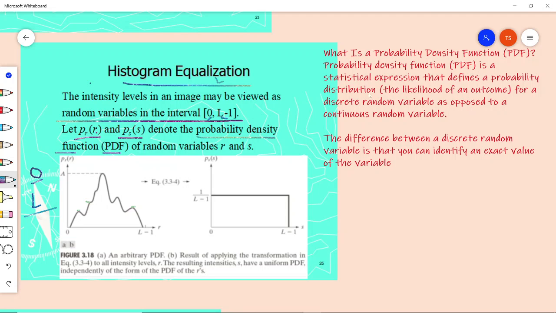Probability density function, PDF, is a statistical expression. We know probability goes under the category of statistics. It is a statistical expression that defines a probability distribution. Here also we are distributing the intensity values, so the intensity levels are distributed. We use this probability function because PDF is a statistical expression giving the probability distribution for discrete random variables, as opposed to continuous random variables.